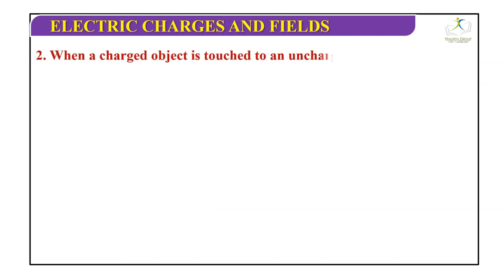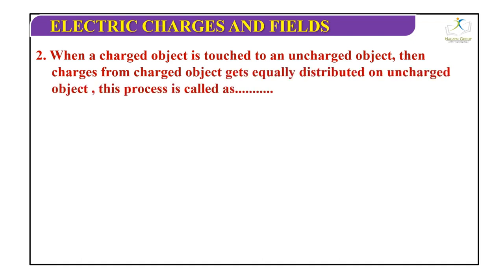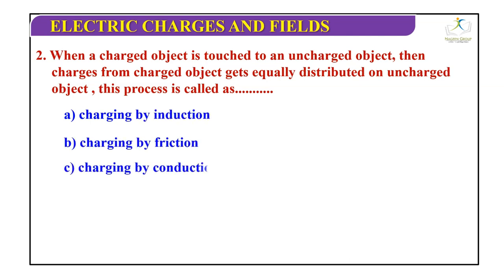Moving ahead with the next question. When a charged object is touched to another uncharged object, the charge from the charged object gets equally distributed on the uncharged object. This process is called charging by induction, charging by friction, charging by conduction, or charging by electricity. Your answer is correct, that is charging by conduction.